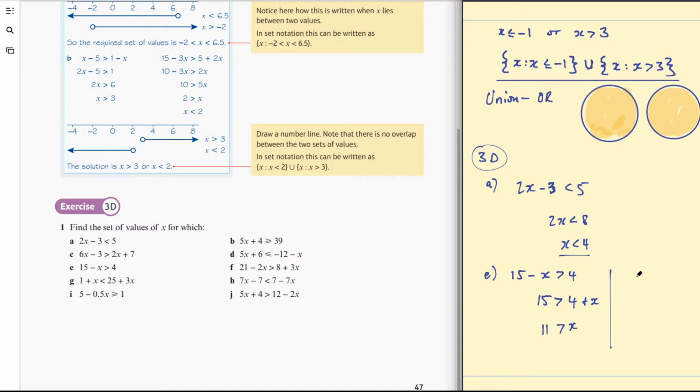Okay, let's do it slightly differently. Let's say negative x is greater than 4 take 15, which is negative 11. So negative x greater than negative 11. If I divide through by negative 1 there, I'll get x and 11, and I also need to flip the inequality, so it will be x less than 11. Just demonstrating why the negative is important. So, okay, there's a couple of linear inequalities.